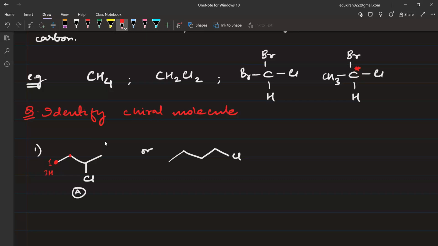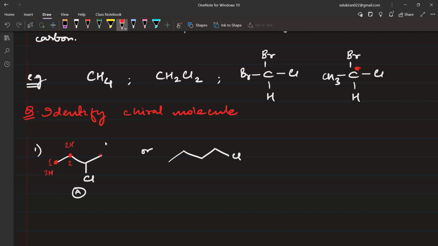How many hydrogens in the second carbon atom? 2 hydrogens. Can this be chiral? No, this has 2 same groups. Hydrogens are same. Are you getting my point? For a chiral carbon, all 4 groups should be different. But in this second carbon atom, we have 2 hydrogens, both the same. So this can never be a chiral carbon atom. Got this?